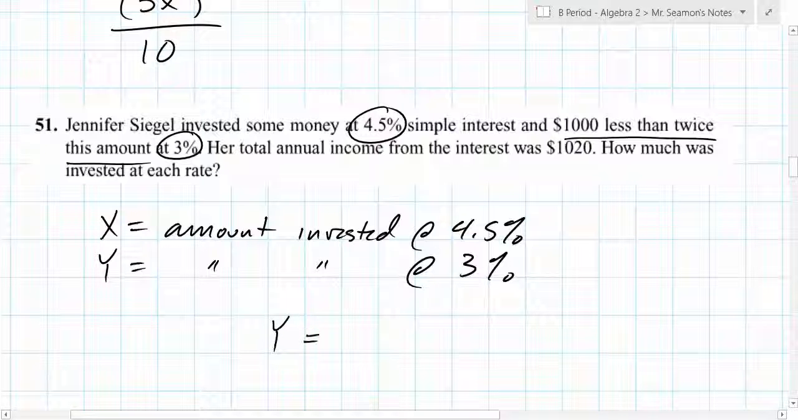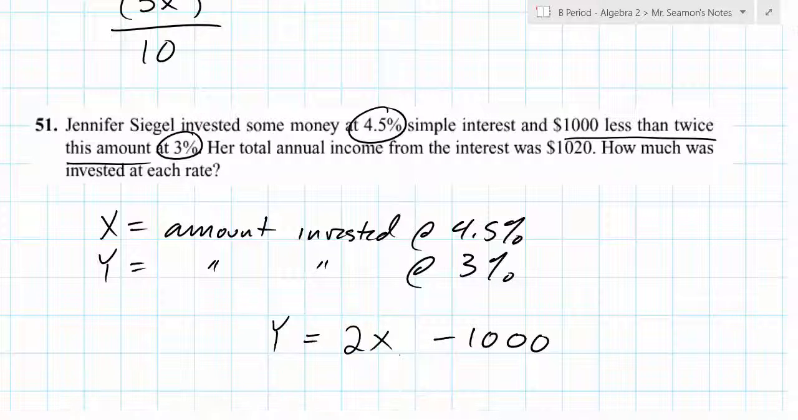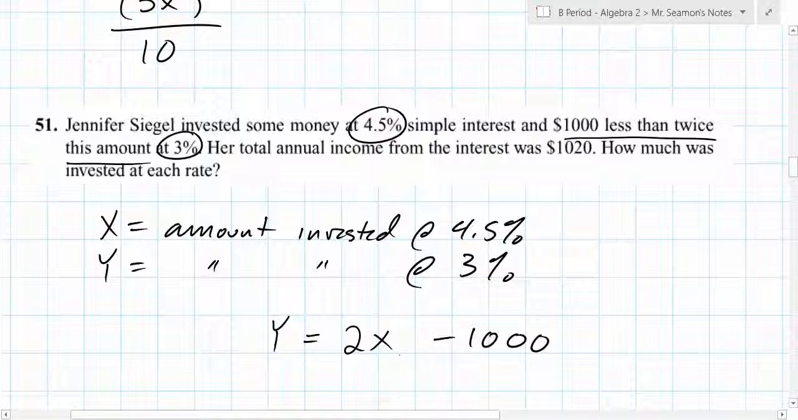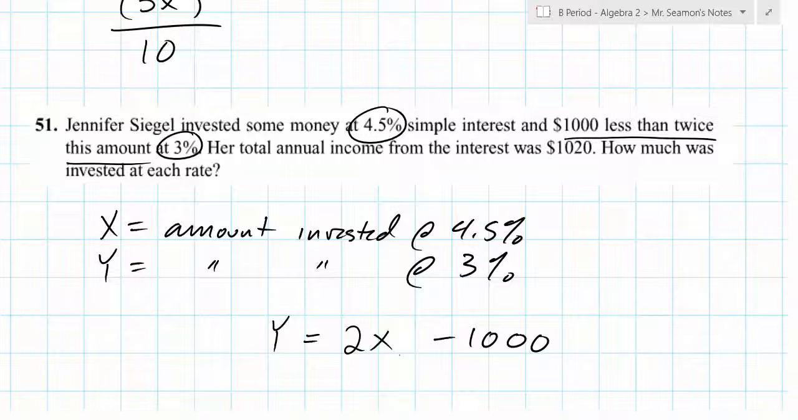So Y is going to be equal to $1,000 less than twice what? 2X. X is the amount that you're investing at 4.5, right? Twice that. So what does $1,000 less mean? Minus 1,000. 2X is twice this amount. That's the 4.5. So this is $1,000 less than twice. So we know that Y is equal to 2X minus 1,000. So we have one equation so far. Is that enough? No, it's not.